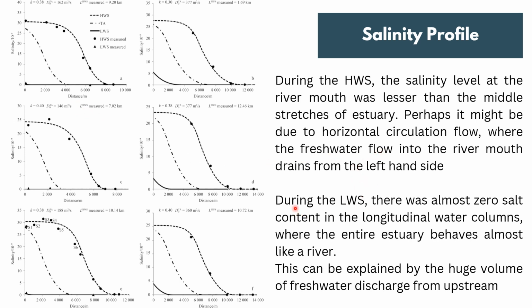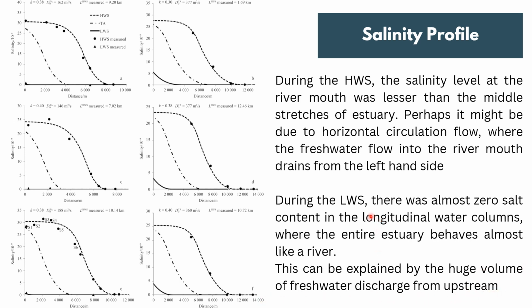And as we can see that during the high tide, the salinity level of the river mouth was less, right, when we have the high water level. So less salinity observed in the river itself. Meanwhile, during the low water level, there is almost zero salt content in the longitudinal water column, where the entire estuary behaves almost like a river. And this can be explained by the huge volume of the freshwater discharge from the upstream.